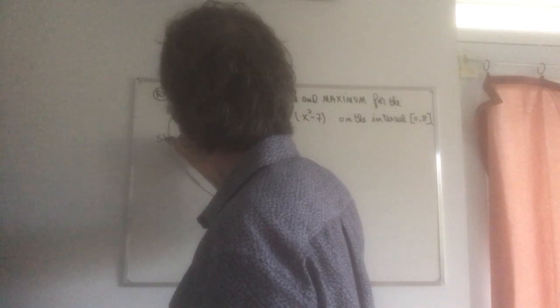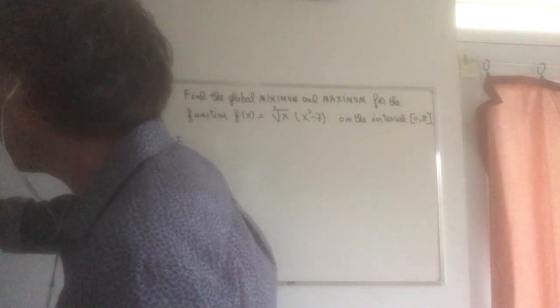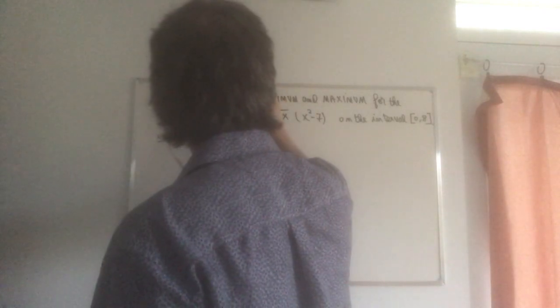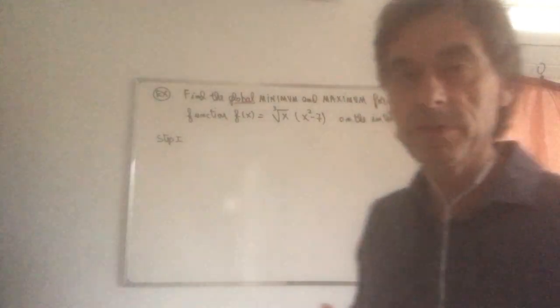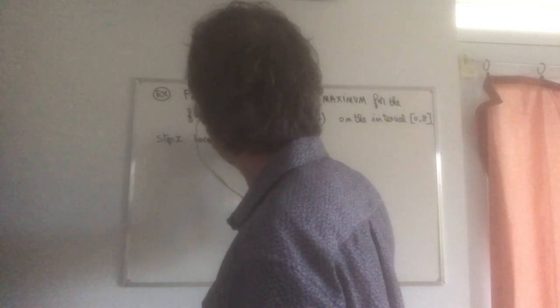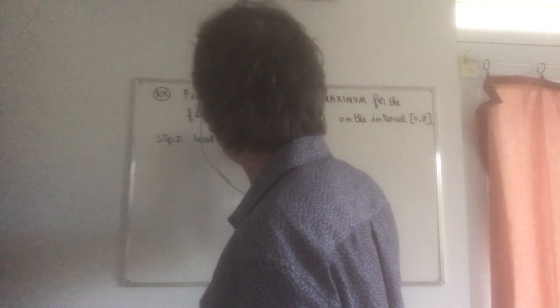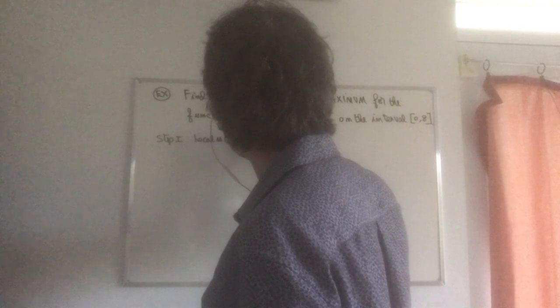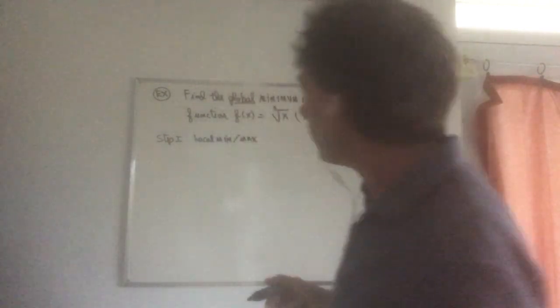I need the global minimum and maximum. Keywords, keywords, keywords: global. So that means I need my 3-step method, the one that I just presented you with. Step 1, we need the local min and local max. So this is what we've seen in the previous chapter. We know how to do that.